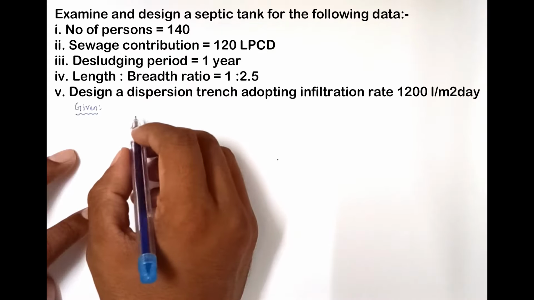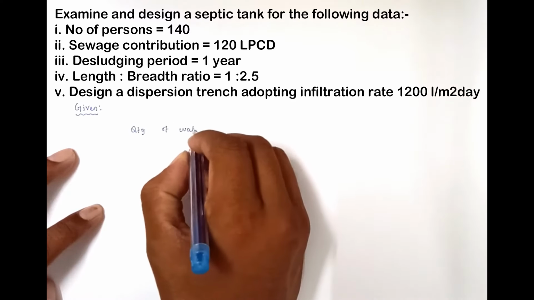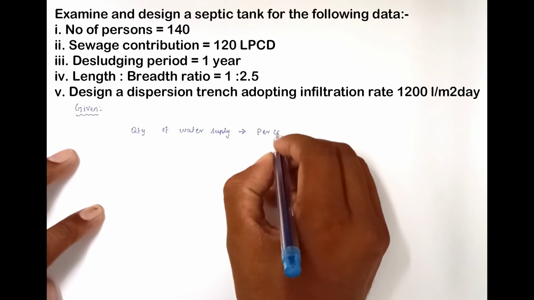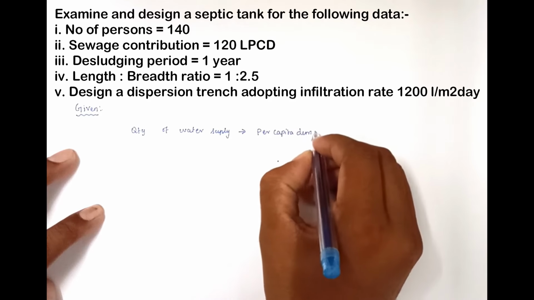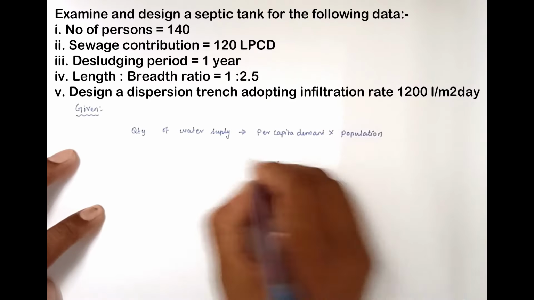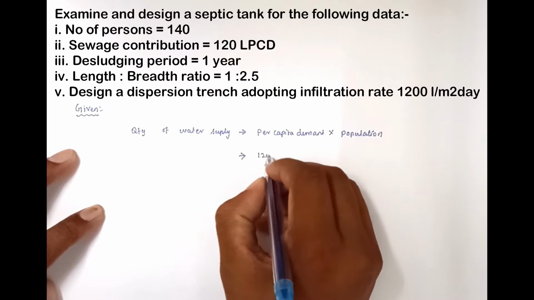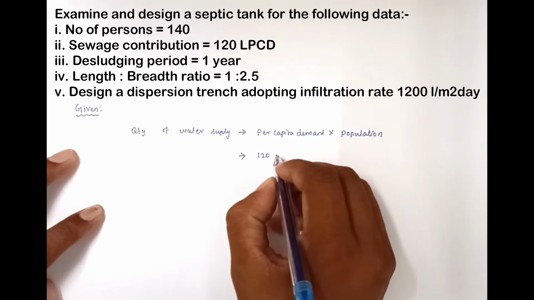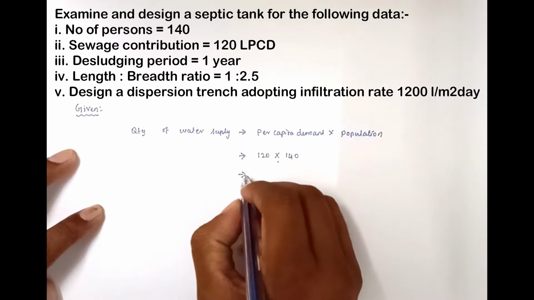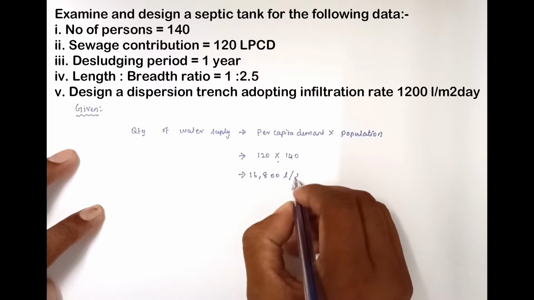For the septic tank, first we have to find out the quantity of water supply, which is per capita demand into population. The per capita demand is 120 liters per capita per day into the population of 140 persons, so the total is 16,800 liters per day.